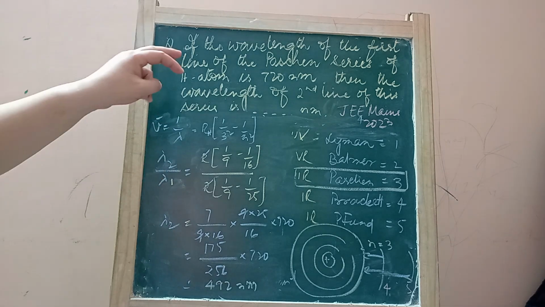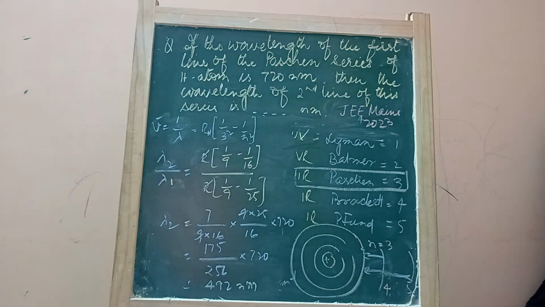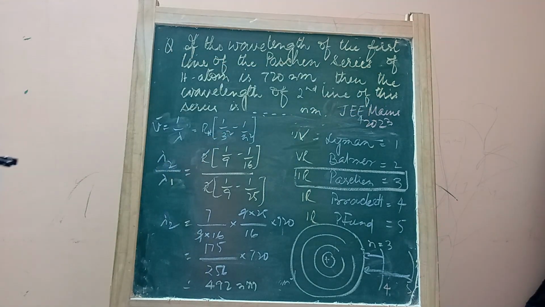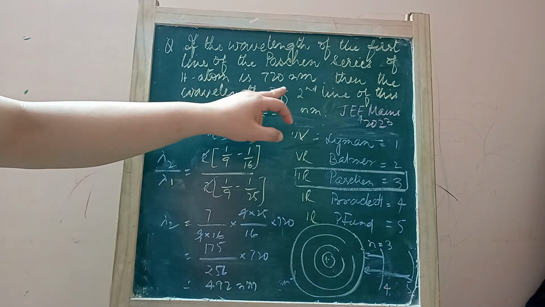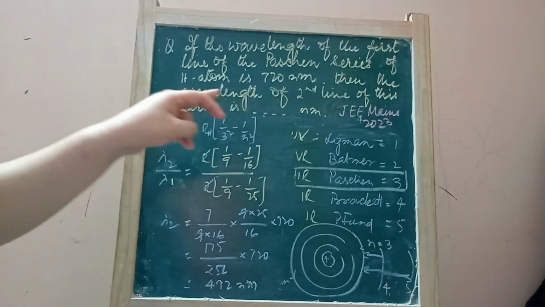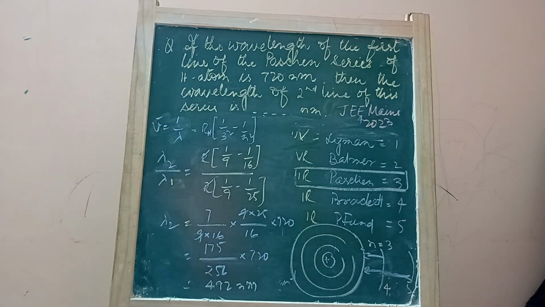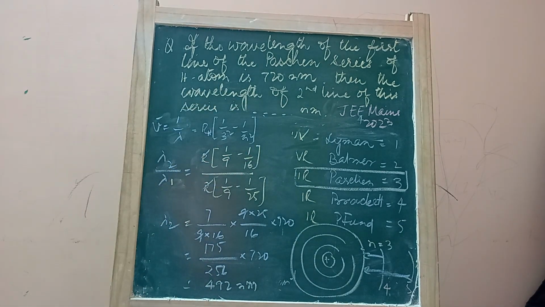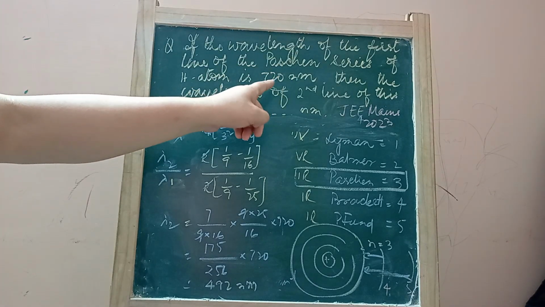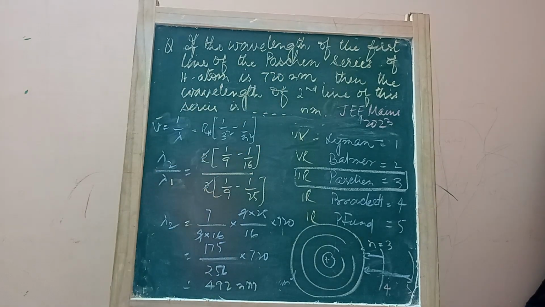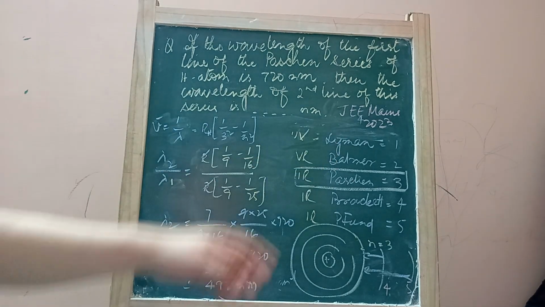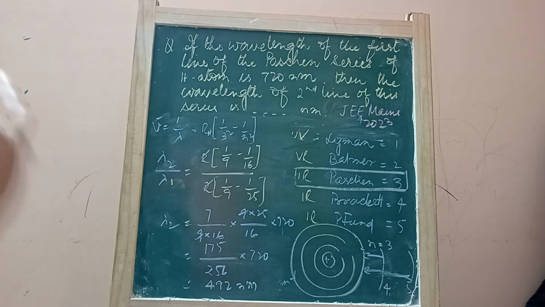The question is saying, if the wavelength of the first line of Paschen's series of the hydrogen atom is 720 nanometer, then the wavelength of the second line of this series is dash nanometer. The first line is this. What will be the second line? This question was asked in 2023, the Joint Entrance Examination Mains.